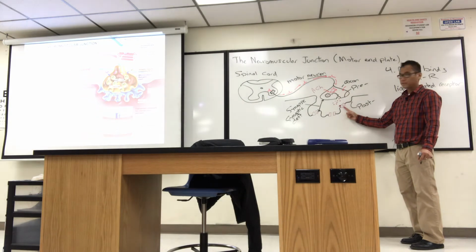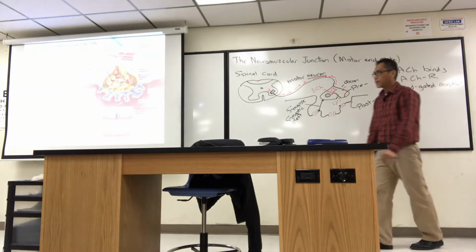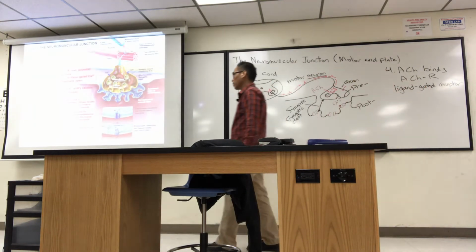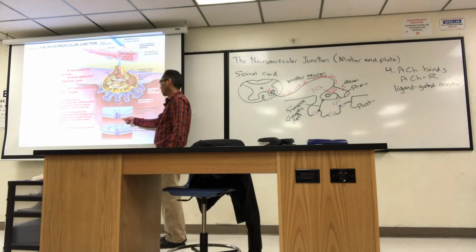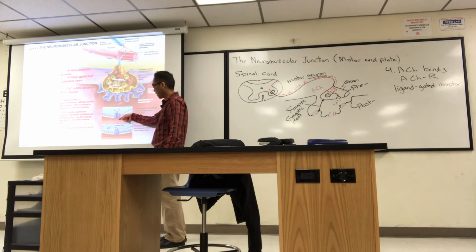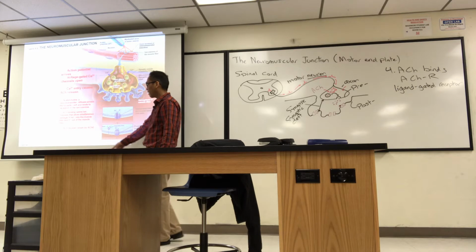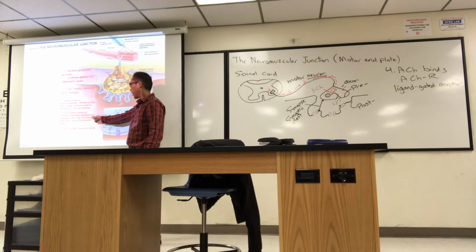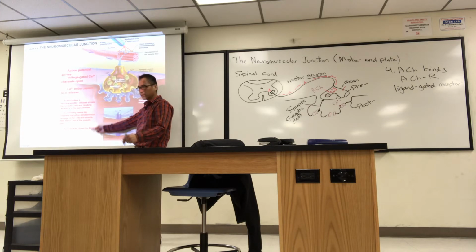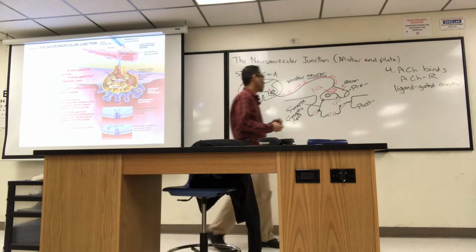It opens. And what it allows to enter is sodium. Now, they show the exchange for sodium and potassium, sodium going in, potassium going out. I mean, that's fine. I really want you to know that it's the sodium that enters the cell, and that's step 5. The ACH binding opens the ion channel and allows simultaneous passage of sodium into the muscle fiber and potassium out of the muscle fiber. Just know the sodium part going in.